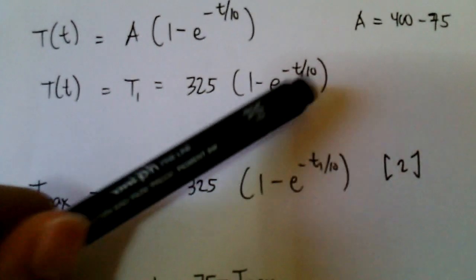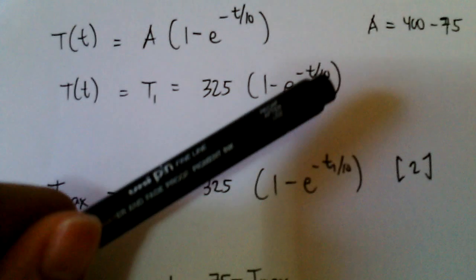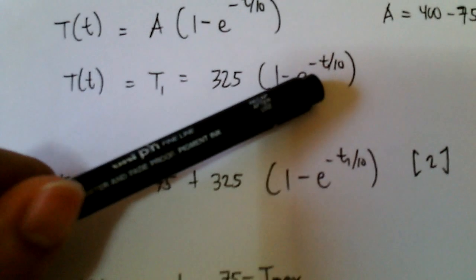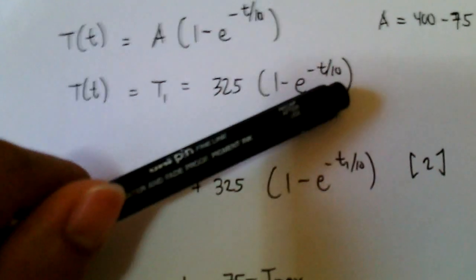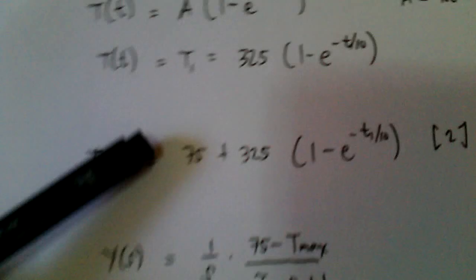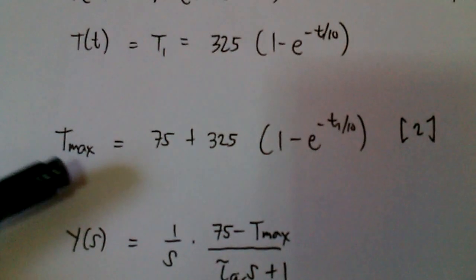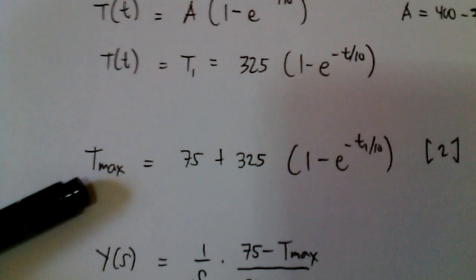1 minus e to the negative t over 10, which, by the way, is for the oil bath. So that's why the tau is 10 seconds. So let's have the second equation, which is the Tmax.